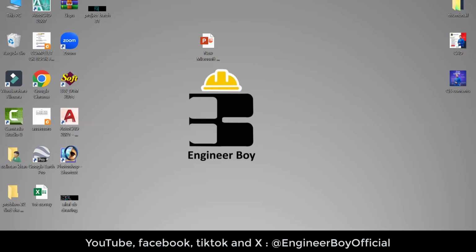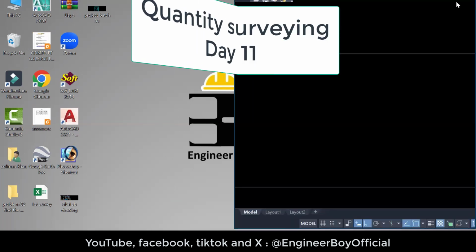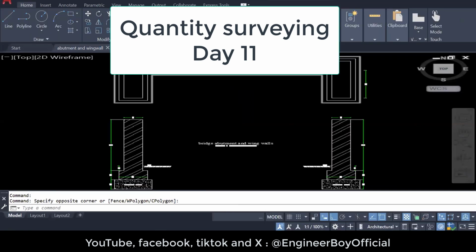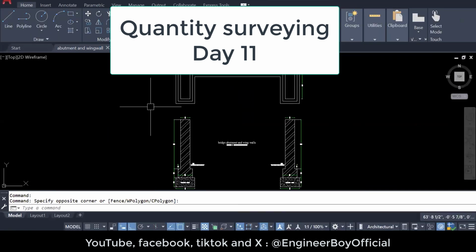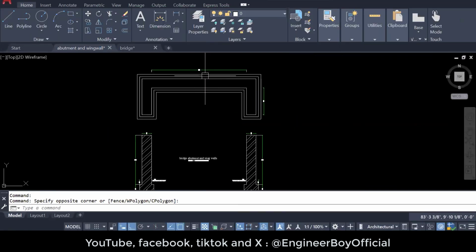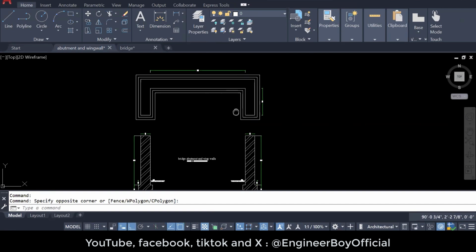All right, let me just open in AutoCAD. I have some drawings over here related to bridge and maybe culvert. And this, as you can see, is an abutment and then wing walls.